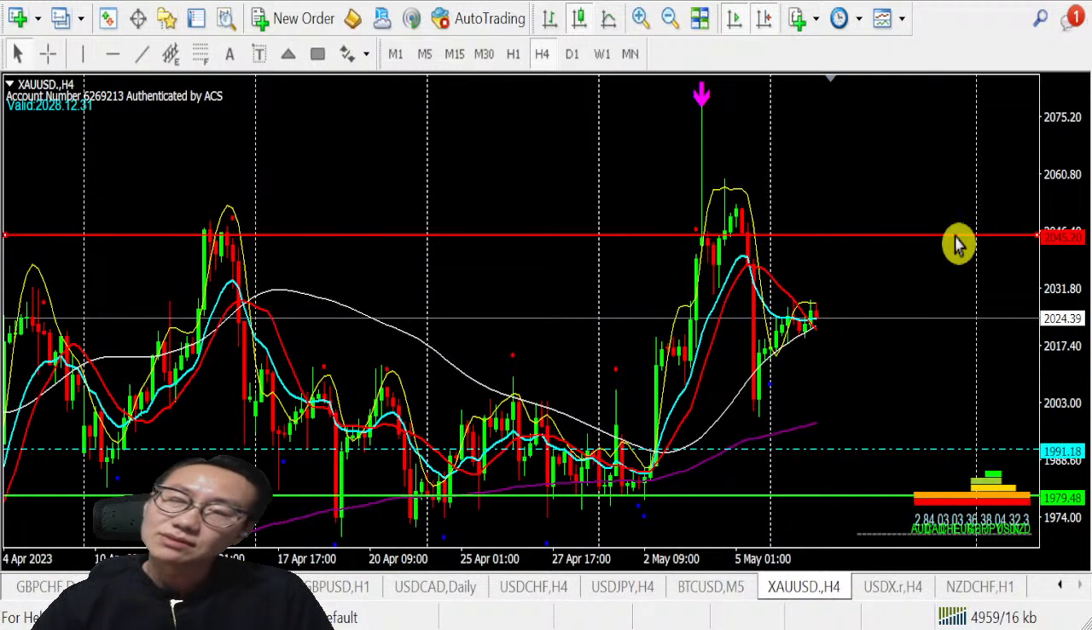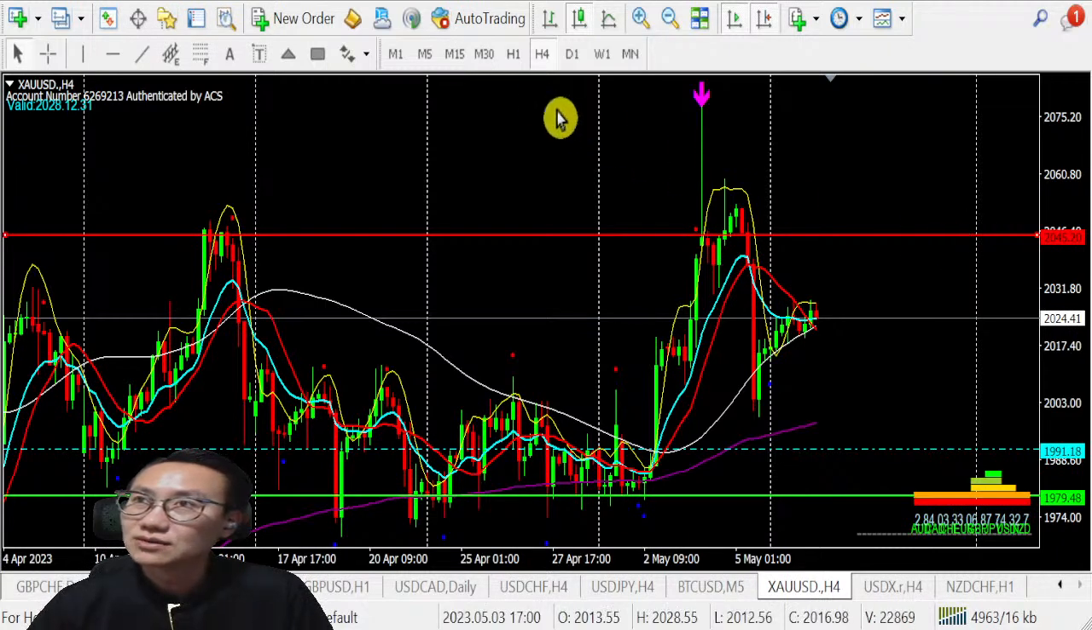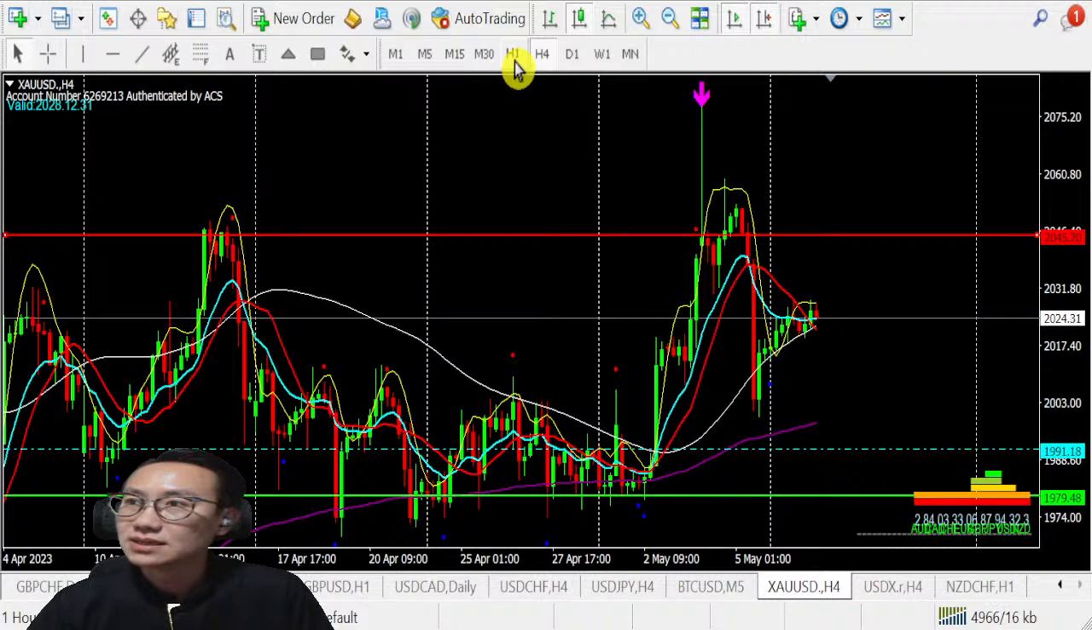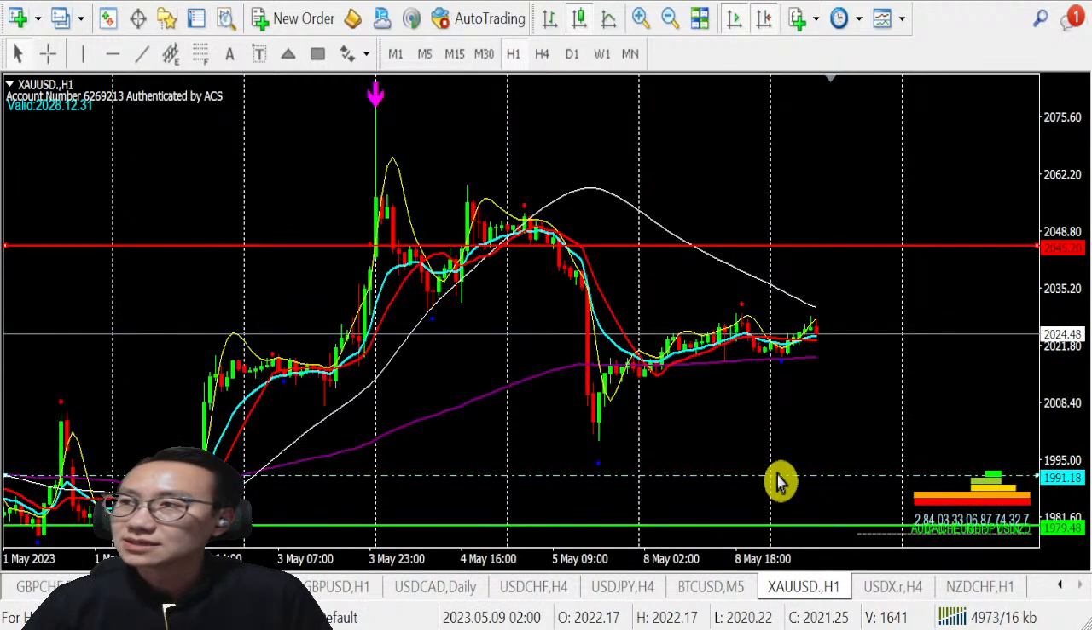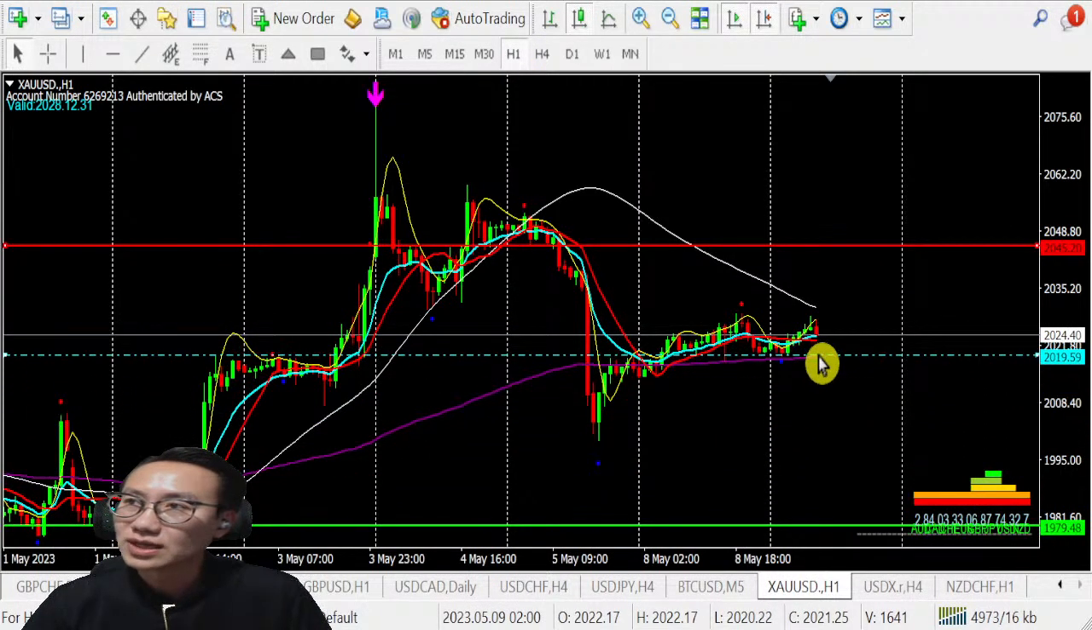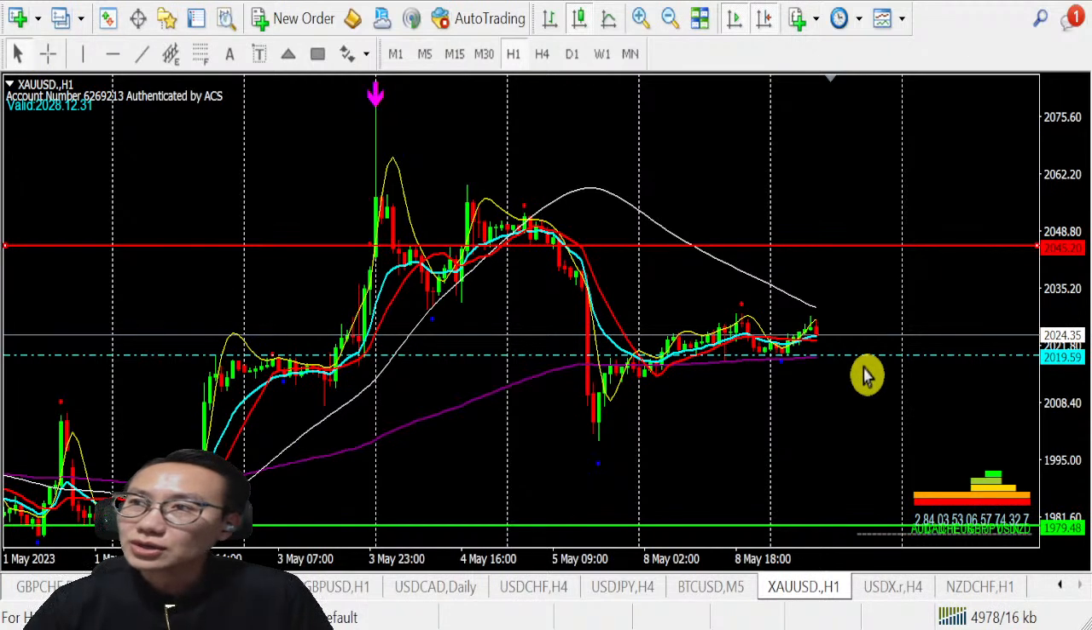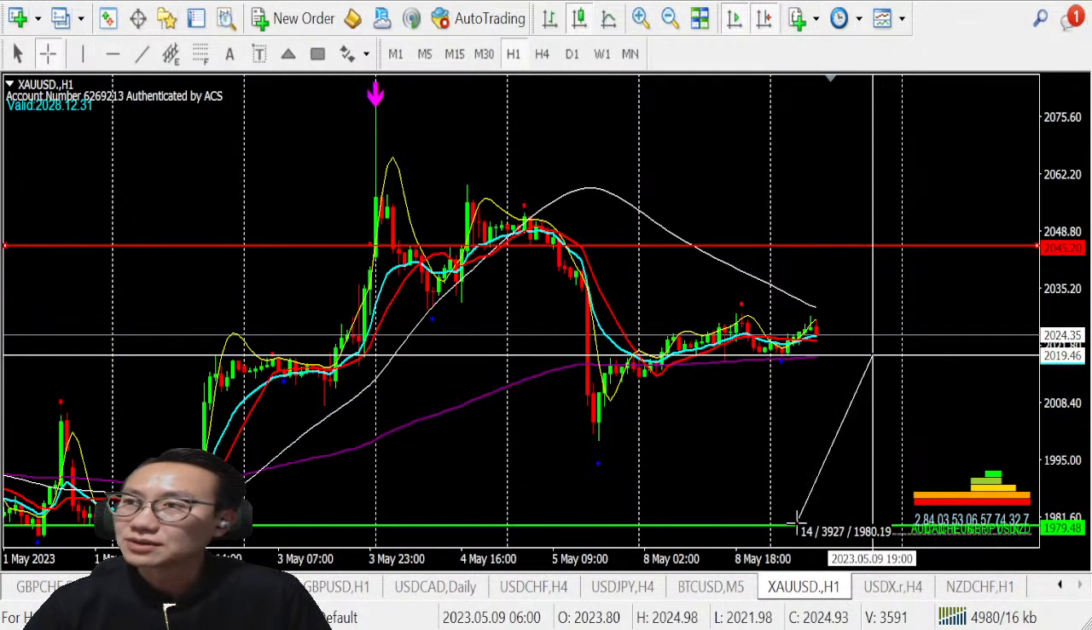If the selling is there, I will be looking out for the target of about 1991. But then again, if I'm going for the selling to 1991, I think we still have about 2019 of a support to go. It looks like there are a lot of pips out there, right?